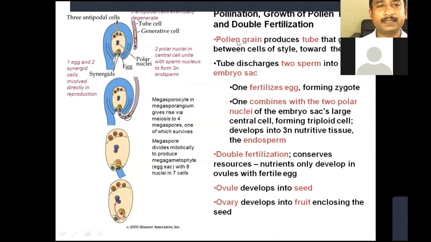In this, when the pollen grain lands on the stigma, it produces a pollen tube that grows inside, and the tube discharges 2 sperm cells into the embryo sac. This is the pollen sac, and these are the antipodal cells, then the egg cell and synergids. Near the synergids there is an egg cell. To remember, the tube discharges 2 sperms, and one combines with the egg that forms a zygote, and another combines with the 2 polar nuclei.